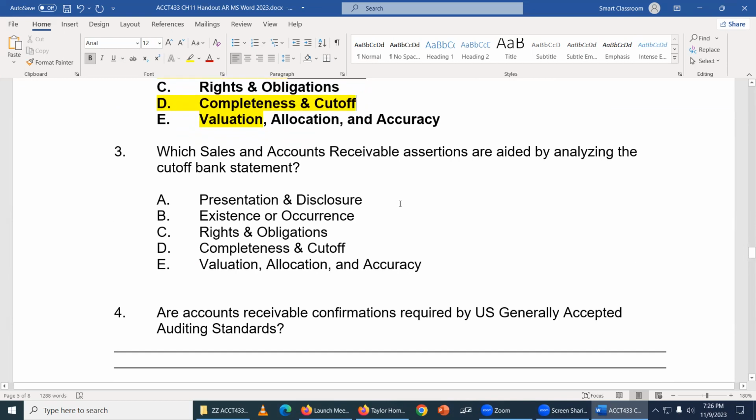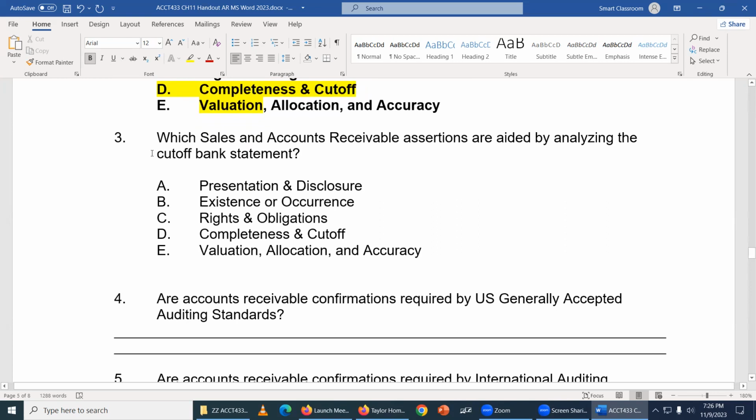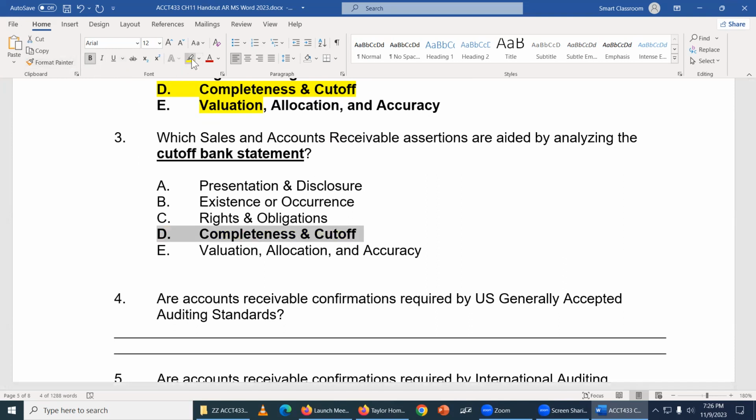Which sales and accounts receivable assertions are aided by analyzing the cutoff bank statement? This one could be a number of them. This actually kind of goes back to the first one, the first chapter 10. Well, the obvious one is the cutoff. Valuation can also be. Yeah, it could be a number of these. The cutoff bank statement actually does an awful lot. Probably not so much with these other ones, presentation, disclosure, rights and obligations. Well, I take it back. Well, no, it would be on there.